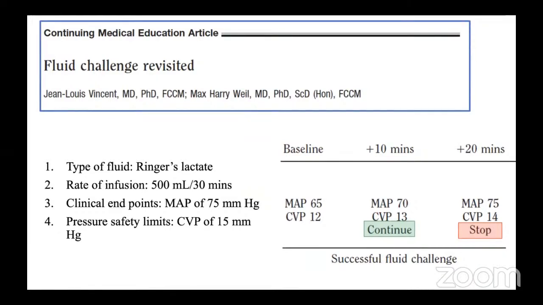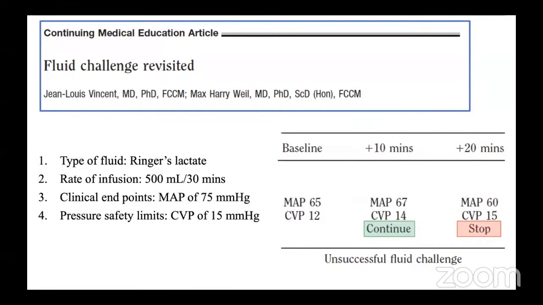So if you started with a baseline MAP of 65 and CVP of 10 millimeters of mercury, at the end of 10 minutes, the MAP has increased, but CVP has not increased too much. You continue to give fluid, and at the end of 20 minutes, you stop giving fluid because your MAP is achieved and the safety limit is not exceeded. And this fluid challenge is a successful fluid challenge.